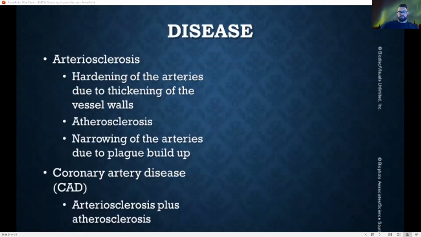So what about arteriosclerosis? Arteriosclerosis and atherosclerosis are easily confused because they sound very similar. So arteriosclerosis, you ever painted something? Arteriosclerosis, art hardens, right? When you paint something, the art hardens. So arteriosclerosis is the hardening of the arteries due to the thickening of the vessel walls. Now, your arteries are not meant to be hard. They're supposed to be elastic and be able to go with the flow kind of thing. They can constrict or dilate based on what your body needs.